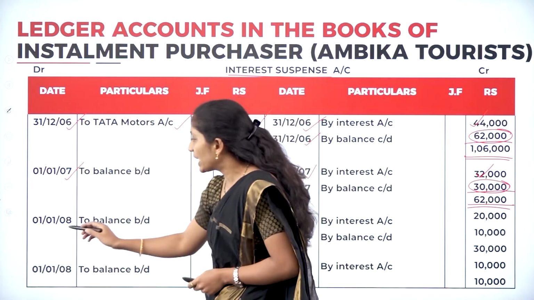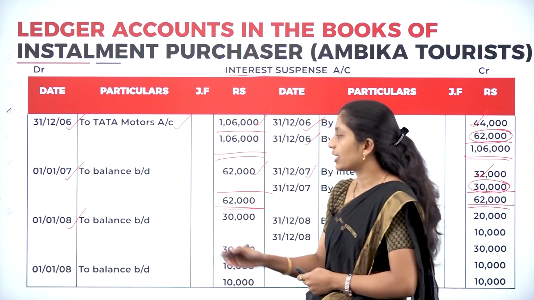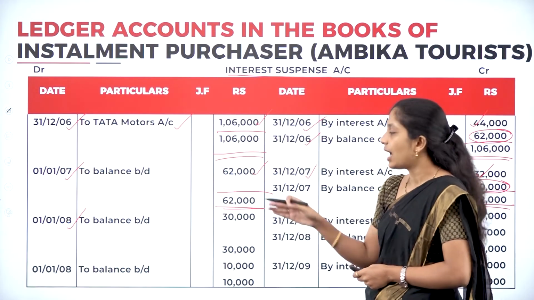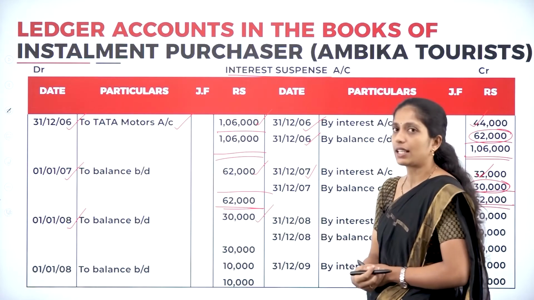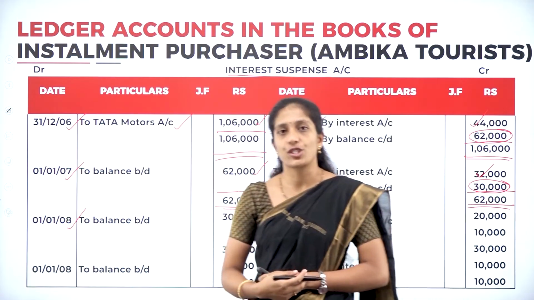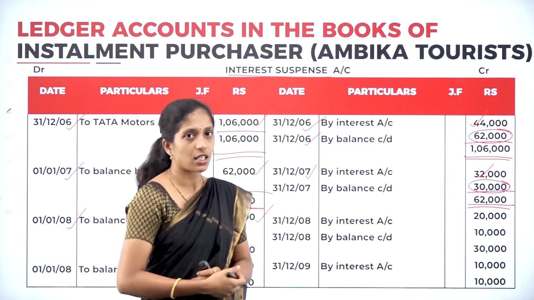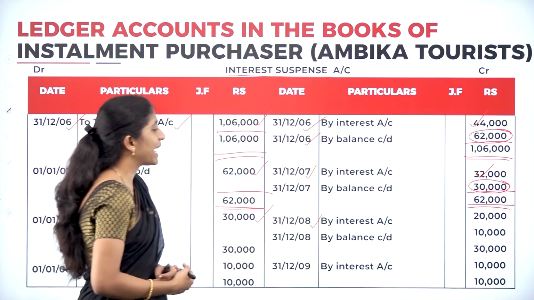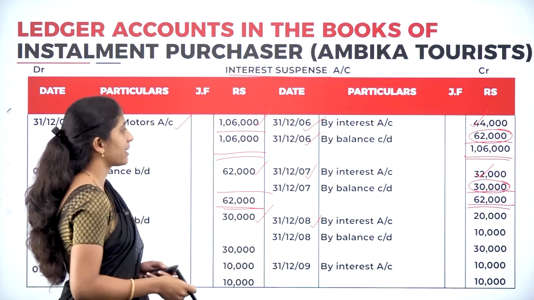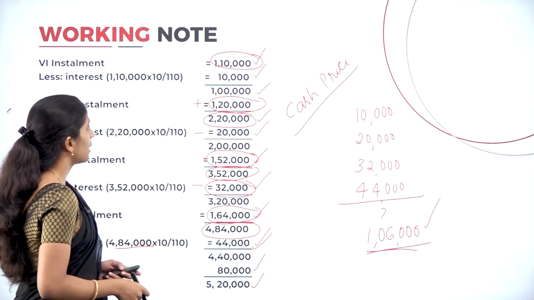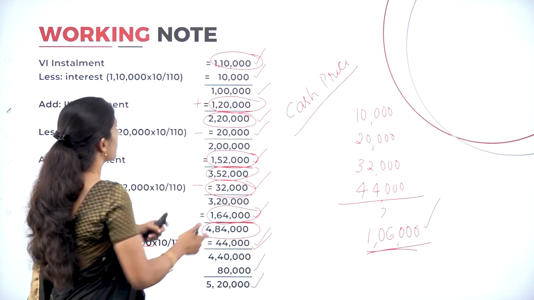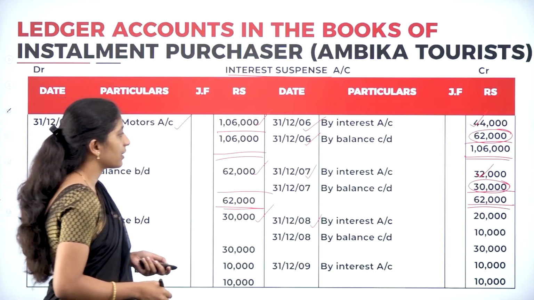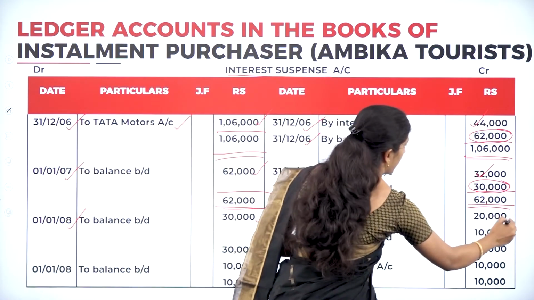Now at the beginning of next year, 1/1/08, to balance brought down. Whatever the amount you have carried down in the previous year has to be brought down. That is 30,000. Next is for interest due, interest account debit to interest suspense account. So in the third year, 31st/12/08 by interest account. What is third year interest? If you see the calculation, third year interest is 20,000. So record that 20,000. That is third year interest.